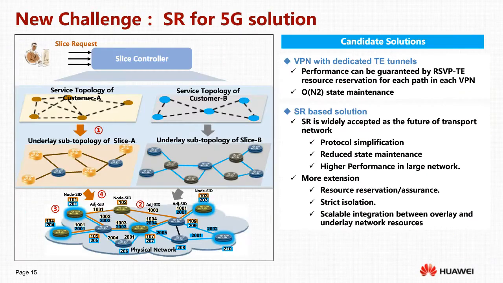Also, this is the current progress of segment routing. Actually, for segment routing, there are also new challenges. It is just like the 5G solution. We know slicing is the most important feature in the 5G solution. For different services, maybe different slices will need to be deployed in the physical network. At this time, there are some different selections. One is the traditional TE tunnel. The performance can be guaranteed by RSVP-TE resource reservation, but there is a scalability problem. Another selection is an SR based solution.